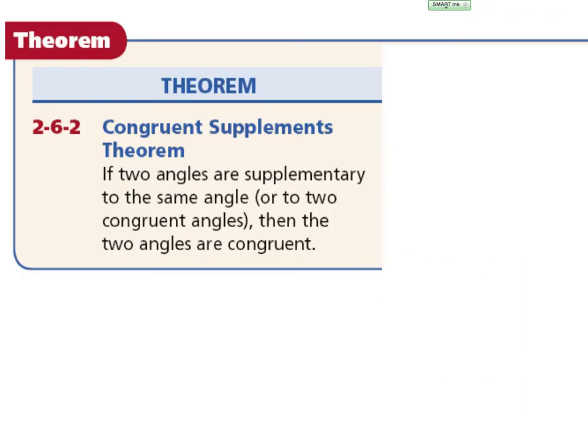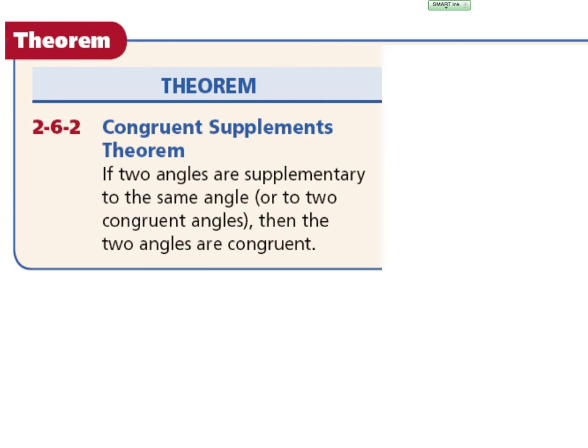Next theorem. Next theorem is called the congruent supplements theorem. And it has more than one way it could be used. So if two angles are supplementary to the same angle or to two congruent angles, that's a second way it could be used, then the two angles are congruent.